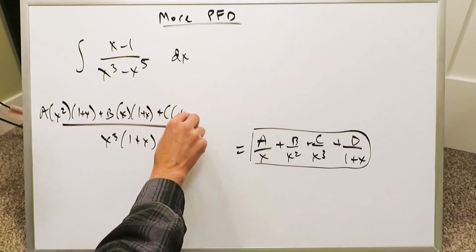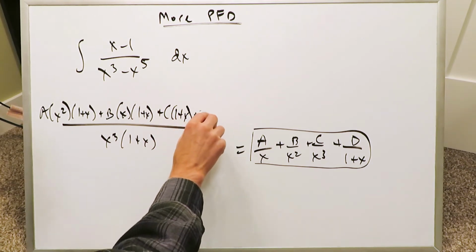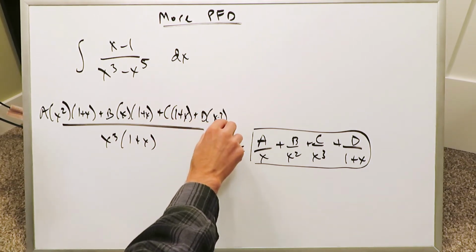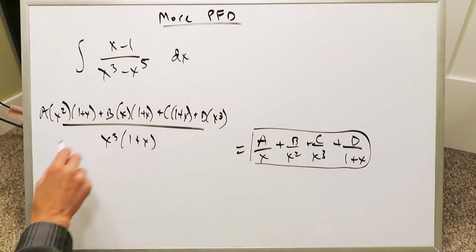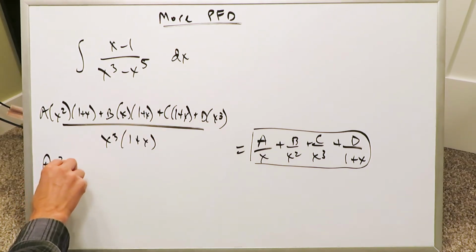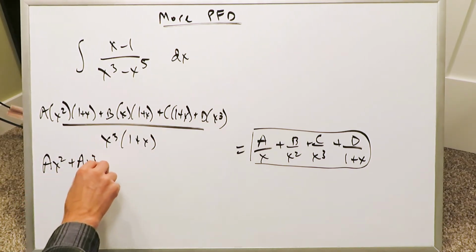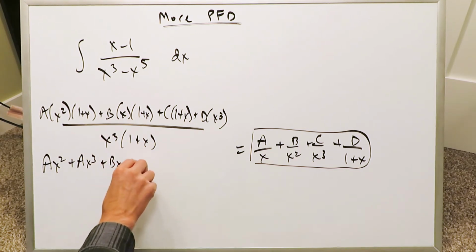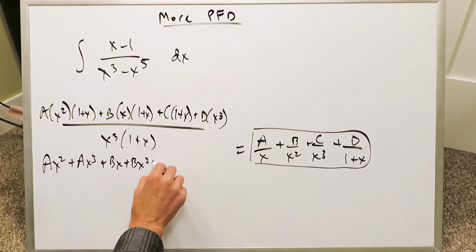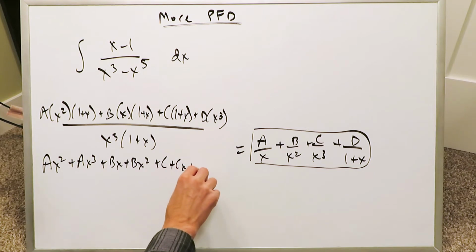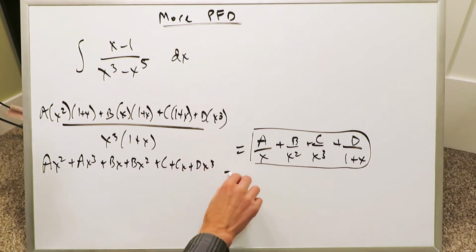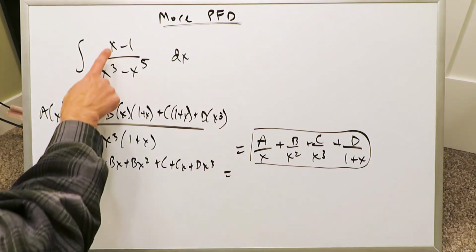c goes in it 1 plus x times, right? And d goes in it x cubed times. You have to open all of this up. You have ax squared plus ax cubed plus bx squared plus cx plus dx cubed. All of this is going to equal what? Well, it's not going to equal x minus 1.